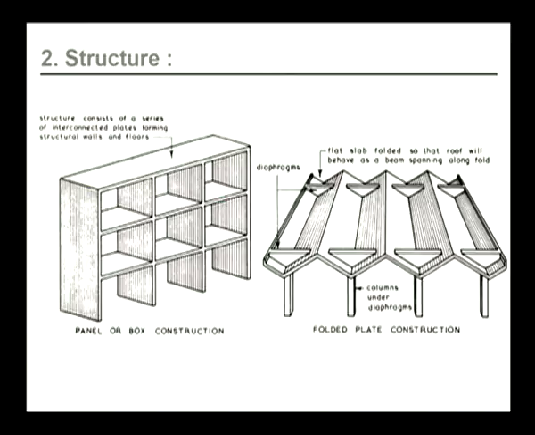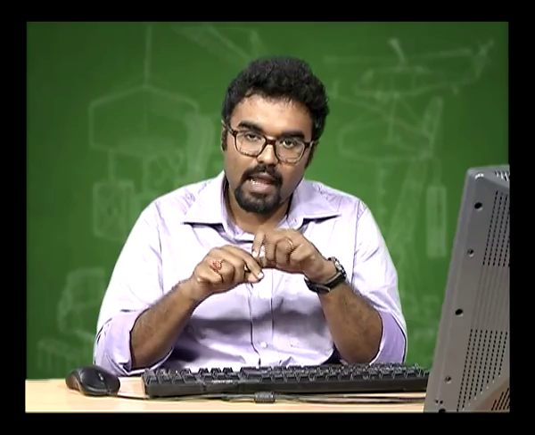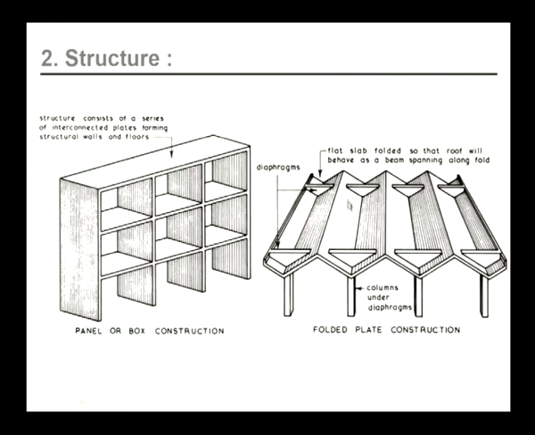Here we see in the panel or box construction, this structure consists of a series of interconnected plates forming structural walls and floors. In the folded plate construction, the flat slab is folded so that the roof will behave as a beam spanning along the fold, and then we have a diaphragm introduced into the folds, and you see here the columns are under the diaphragms so that those columns can take the load down into the foundation.